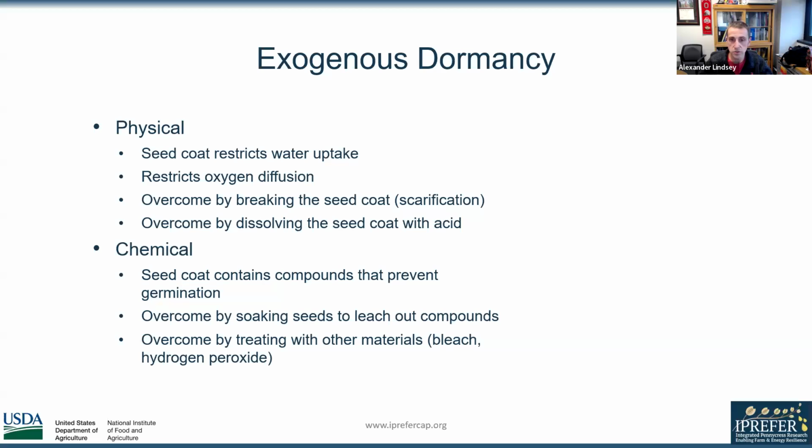It could restrict oxygen diffusion, and it's typically overcome by breaking the seed coat in some way, either scarifying it with sandpaper, cutting it open, or dissolving it using a strong acid. Chemical exogenous dormancy could be something like the seed coat containing compounds that prevent germination that need to be leached out before germination can occur. You can overcome that type of dormancy by soaking with other materials like bleach or hydrogen peroxide.